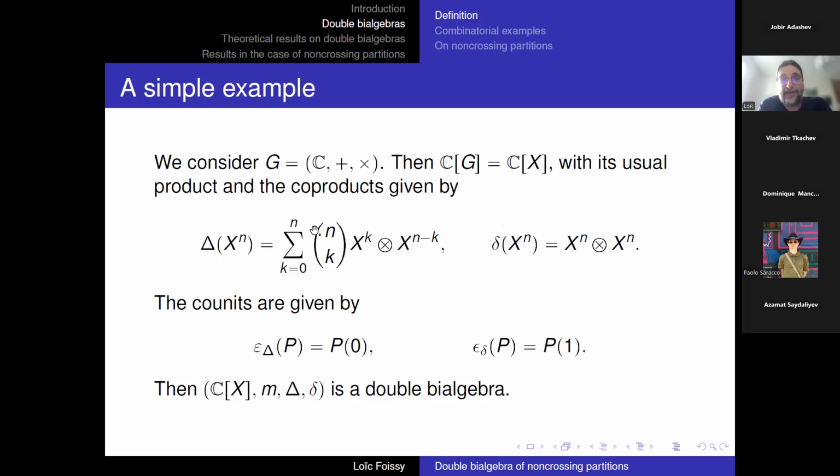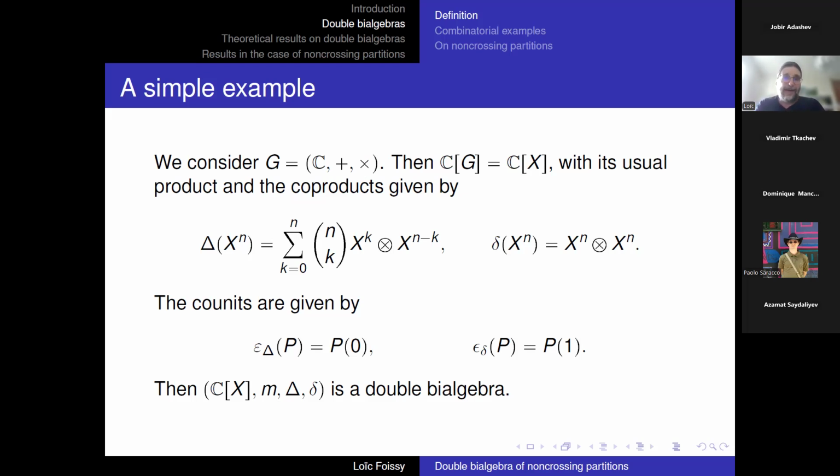The unit of the addition is 0, the complex number 0. So the co-unit is the evaluation in 0. The unit for the multiplication is 1. So the co-unit for the second coproduct is the evaluation in 1. And this is really a double bialgebra. This is maybe the simplest possible double bialgebra, except the base field itself, which is not really interesting.